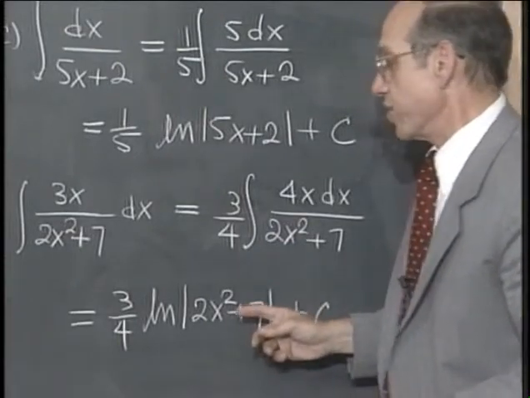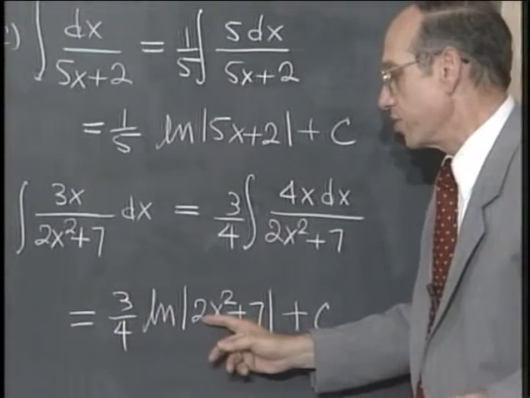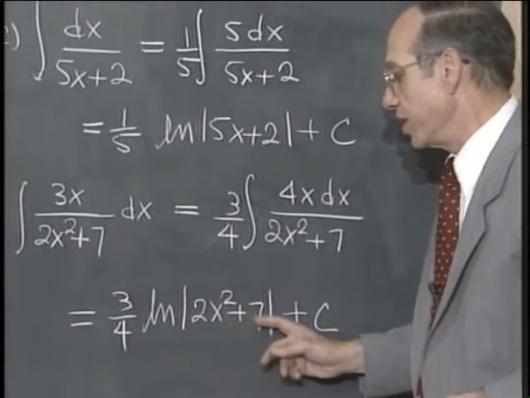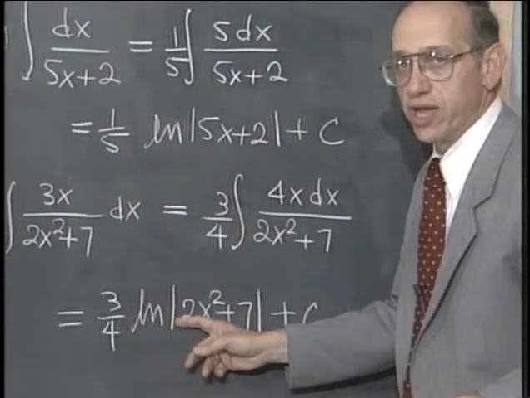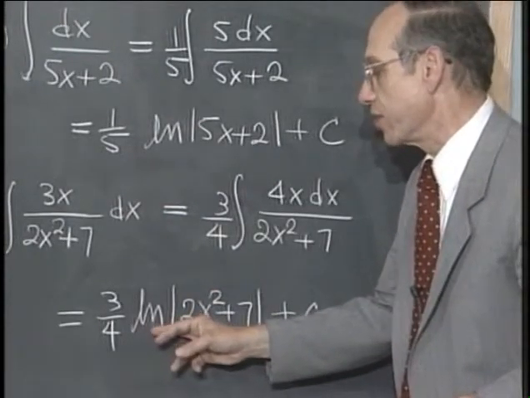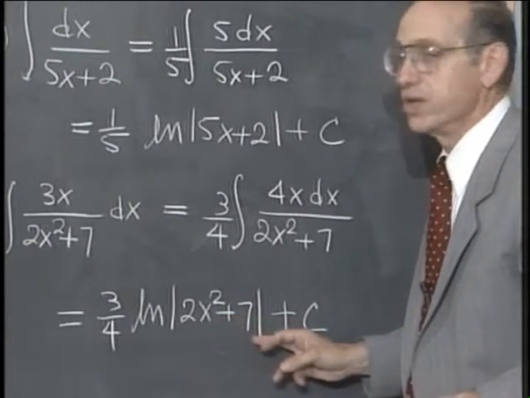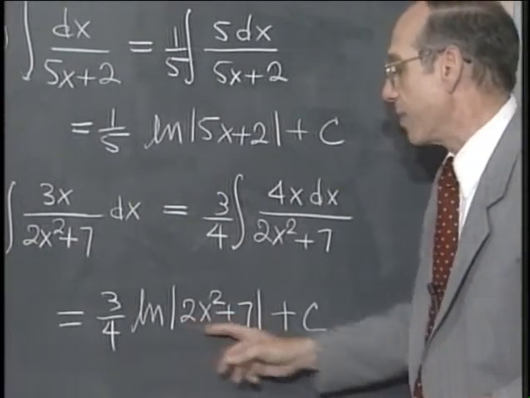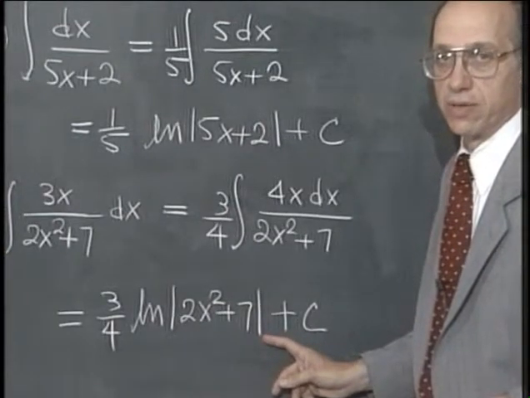Now in this case, strangely enough, we could actually drop these absolute value signs because the quantity 2x squared plus 7 can never be negative, and that's really the reason that the absolute value signs are there, to protect you against taking the logarithm of a negative number. Since 2x squared plus 7 is always positive, I could drop these absolute value signs, but I won't for consistency.